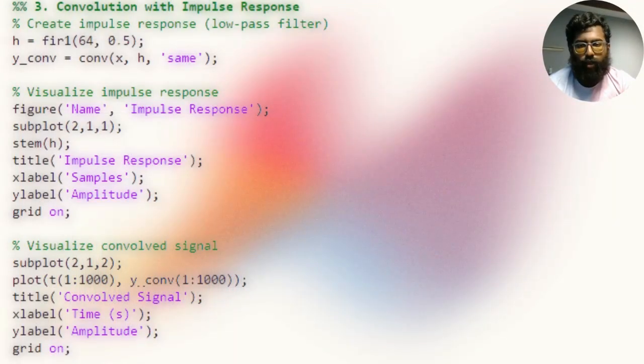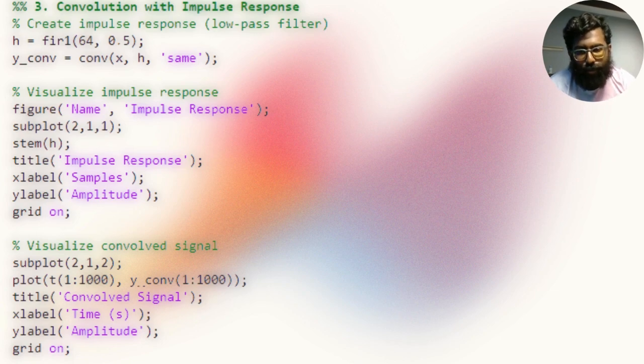The coding that was done to achieve the previous output is shown here. First, a vector h is declared, and then we declare a variable yconv, which is the output of the convolution function using the vectors x and h. Following this, we visualize the impulse response by using the function figure and arranging them in a subplot manner. Then we use the function stem to create the stem output graph, and we set the title to be impulse response with the x and y labels to be samples and amplitude.